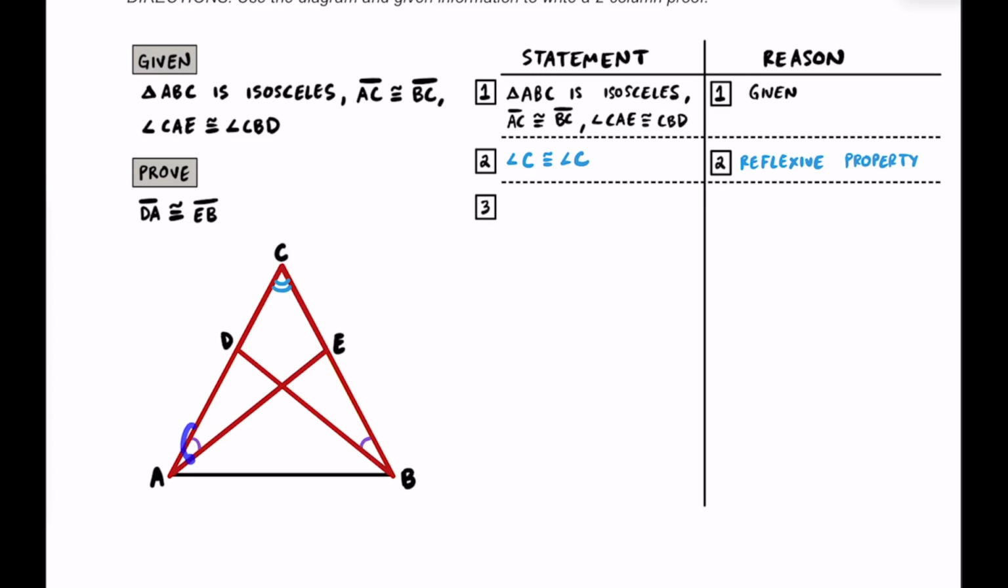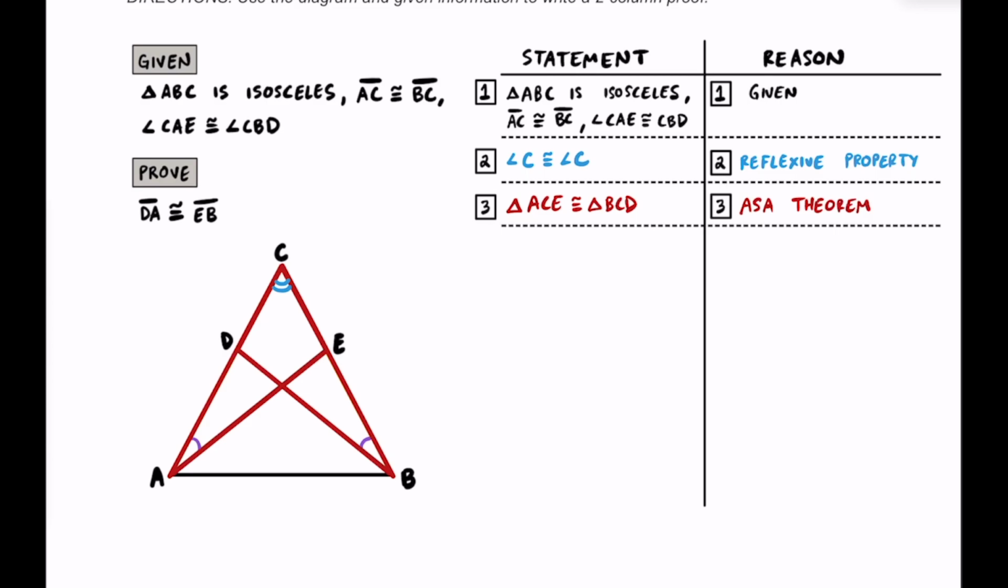So we were given a corresponding angle, and then we were also given a corresponding side. We just had to go ahead and use the reflexive property of congruence to say that we had another corresponding angle. We can use this information together to say that triangle ACE is congruent to triangle BCD. We can justify this using the ASA theorem. Now that we've confirmed that these two triangles are congruent to each other, we can say that all their corresponding parts are also going to be congruent using CPCTC.